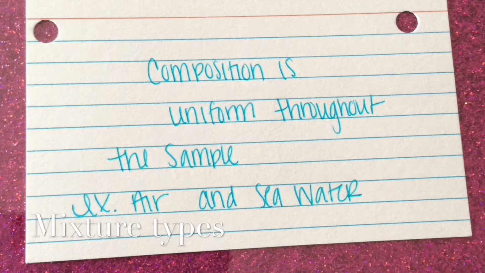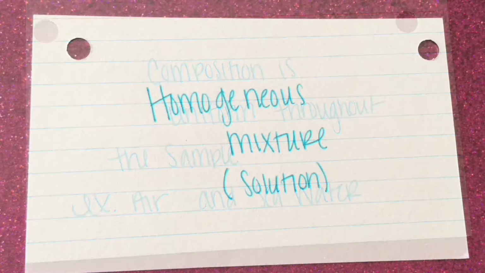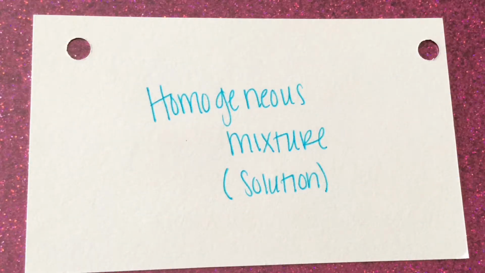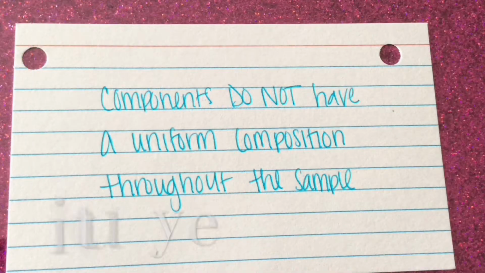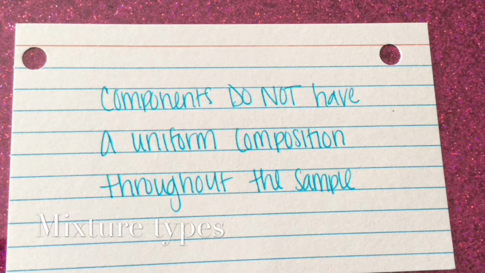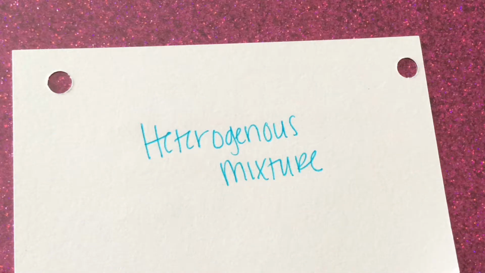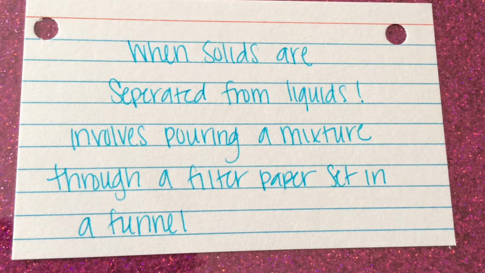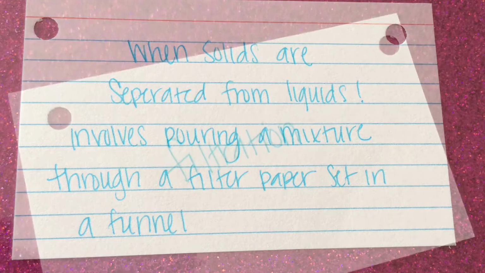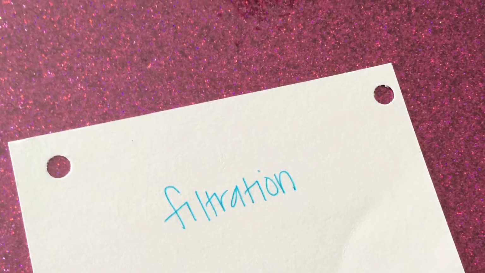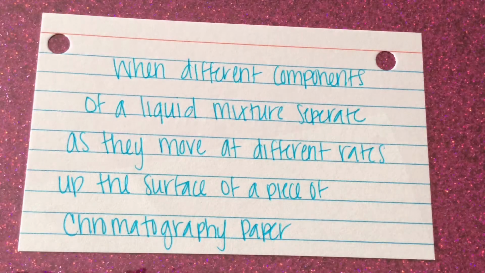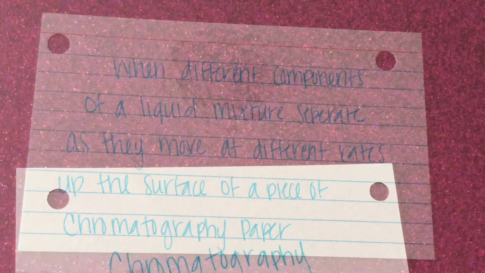Composition is uniform throughout the sample. Example, air and seawater. Homogeneous mixture or solution. Components do not have a uniform composition throughout the sample. Heterogeneous mixture. When solids are separated from liquids. Filtration. When different components of a liquid mixture separate as they move at different rates up the surface of a piece of chromatography paper. Chromatography.